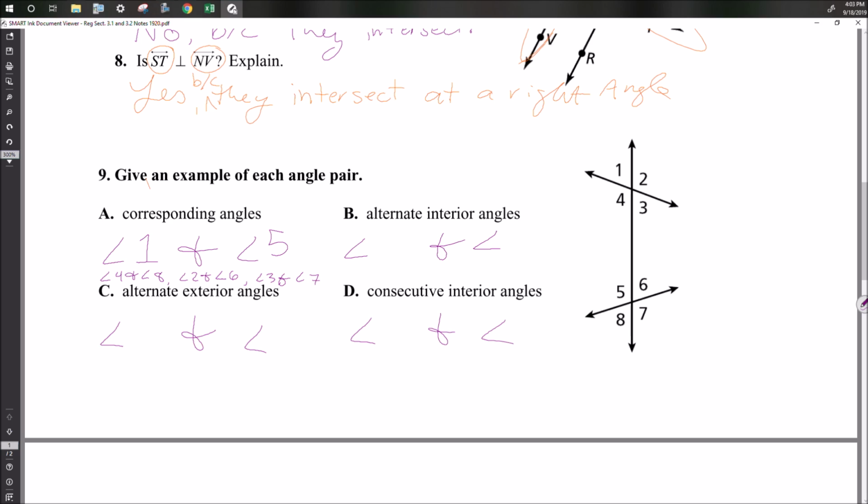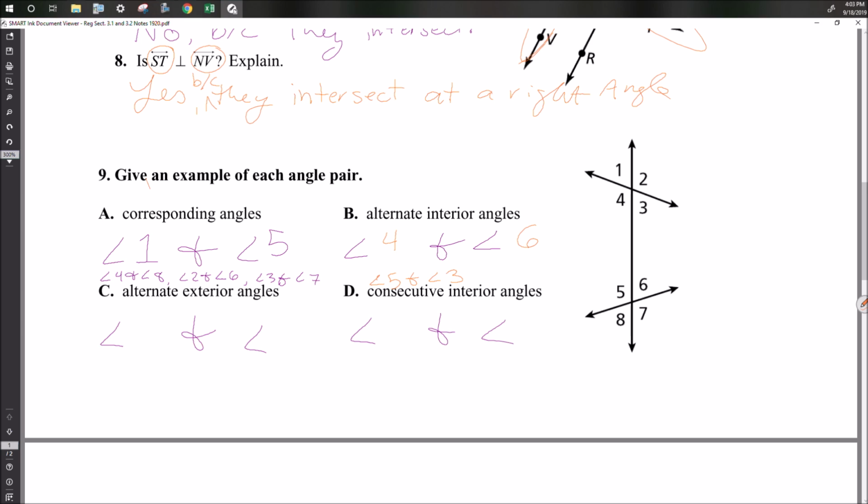So for the next 3, the B, C, and D, there's 2 options. So for your alternate interior angles for B, you could have angle 4 and angle 6, or you could have had angle 5 and angle 3. Because those are on opposite sides of the transversal and they're inside the 2 lines.